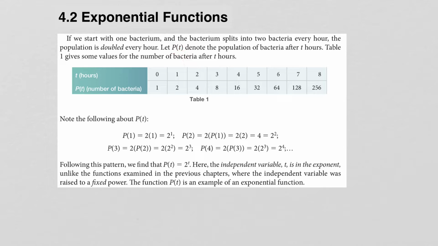So let P of t denote the population of bacteria after t hours. This table below models the population growth. So in the beginning at t equals 0, we have 1 bacterium. After 1 hour, we have 2. After 2 hours, we have 4. After 3 hours, there will be 8, right? So each time we're just doubling the number. And you can see that after a few hours, it really starts to grow rapidly.